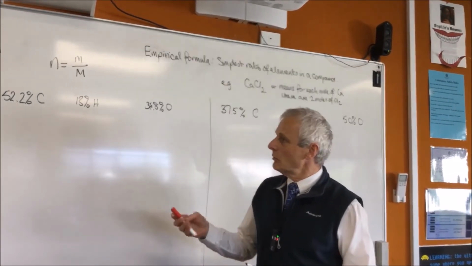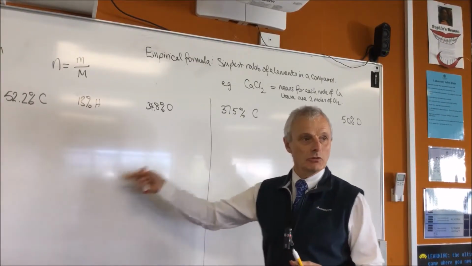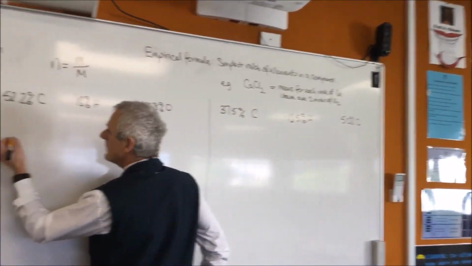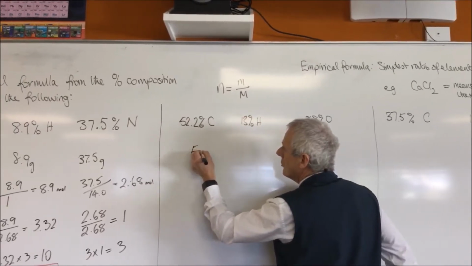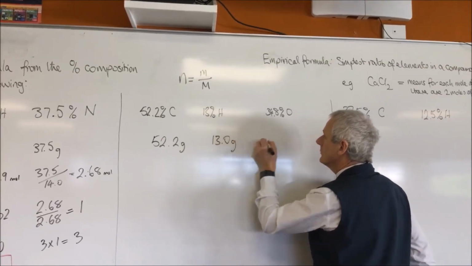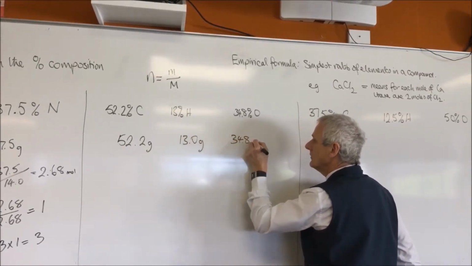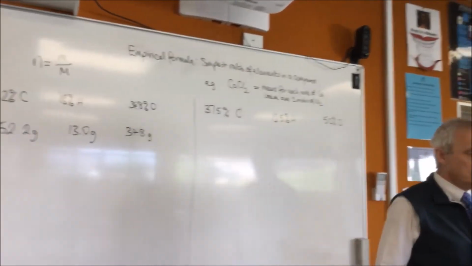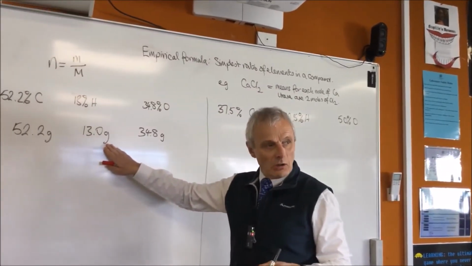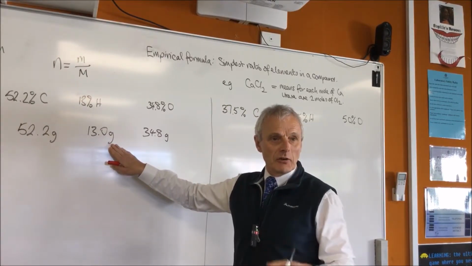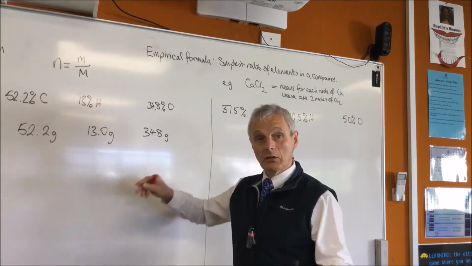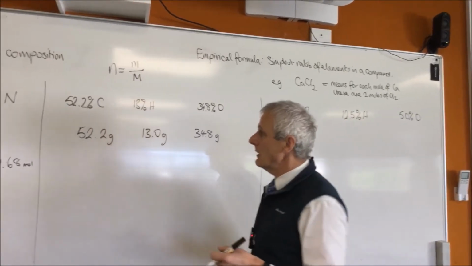Right, so let's do the next one. Which one do you want to do? The next one. Okay, let's keep on keeping on. 52.2 grams, 13.0 grams, and 34.8 grams. So that's just assuming 100 grams. Okay, we've got masses now. We don't want masses. You can't use masses directly for a formula. You need to convert them to amounts, because that's what an empirical formula is telling you the ratio of. So we divide by the atomic mass for each one.